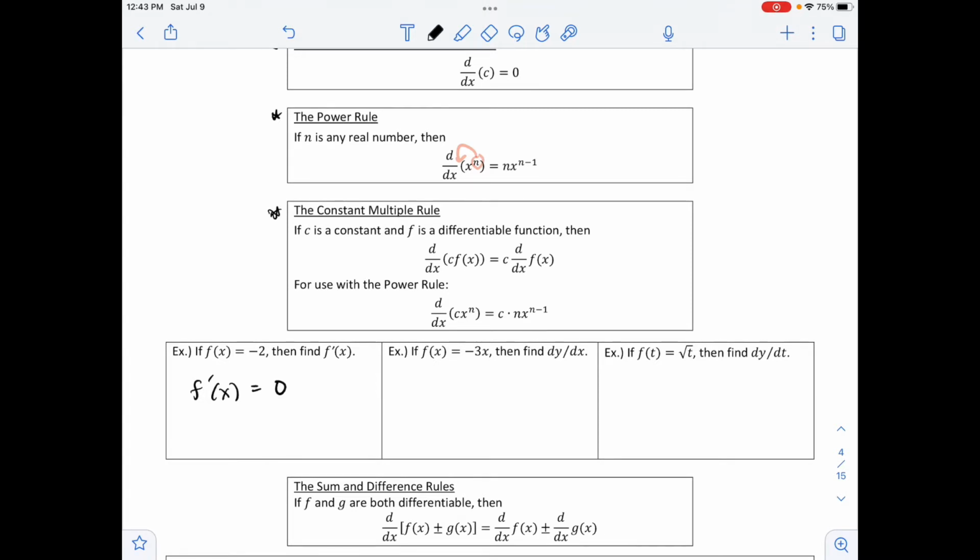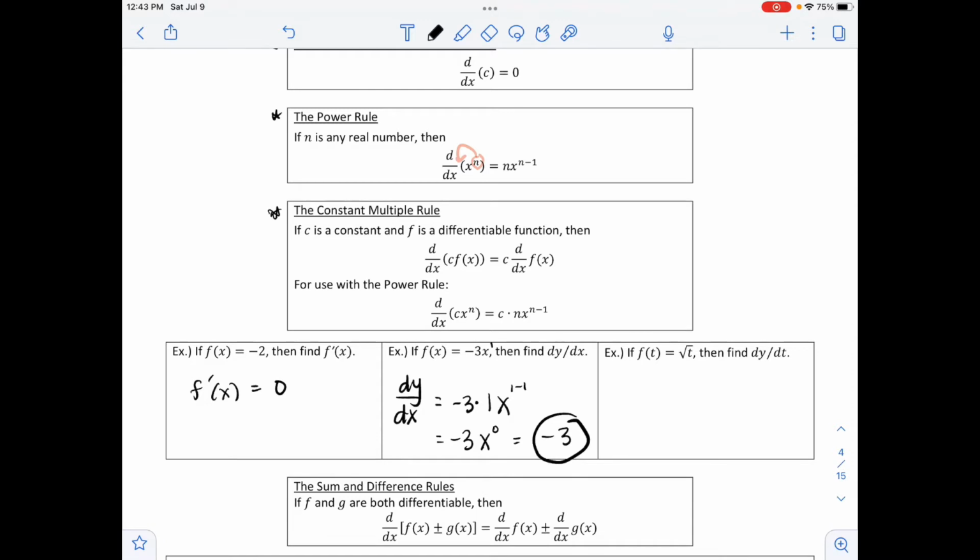The next example says if f of x equals negative 3x, then find dy dx. So dy dx is equal to, and for this, if you think about it as an exponent of 1, we'd have negative 3 times 1 x to the 1 minus 1 using that power rule. And this just simplifies to negative 3 x to the 0, or just negative 3.